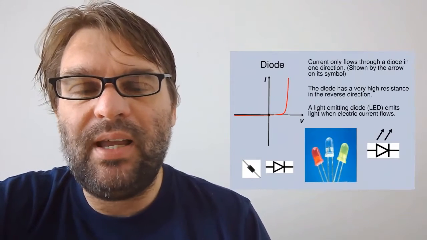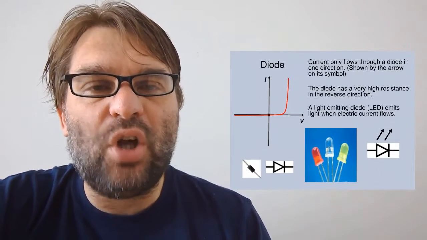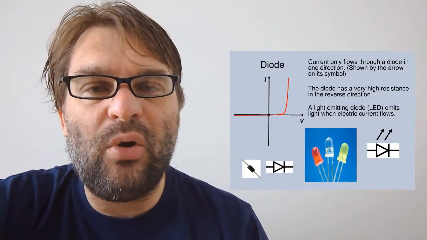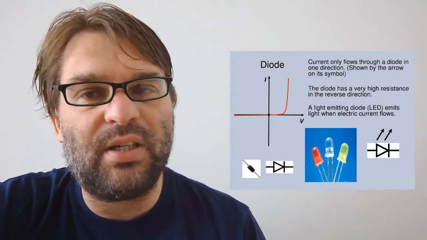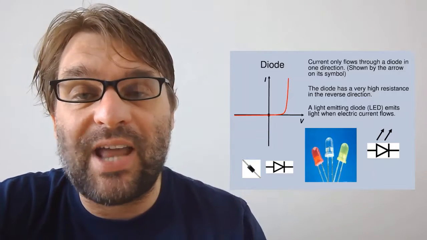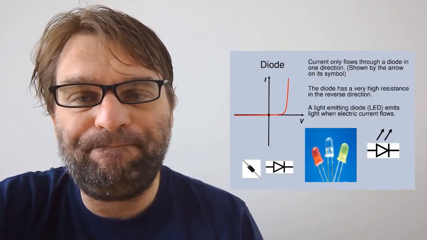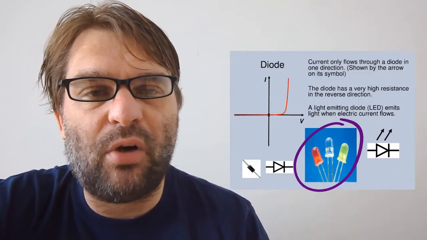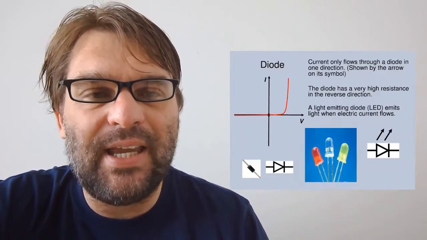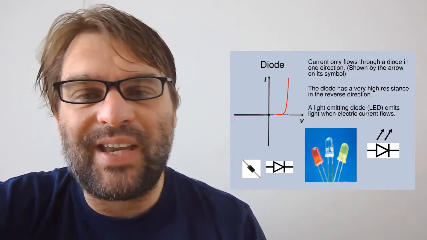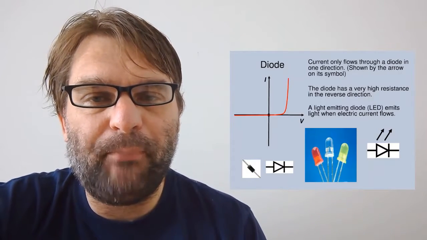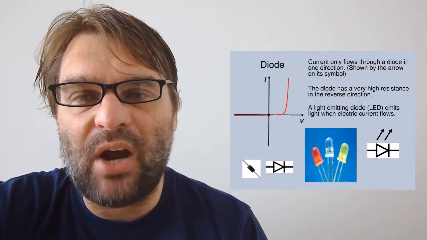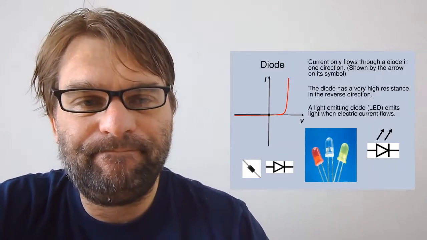Another example is a diode. In a diode, current only flows in one direction, given by the direction of the arrow, because in the opposite direction the resistance is too high for current to flow. These pictures are examples of light-emitting diodes, or LEDs, and they release light when the current flows through them. So if your LED is lit, it means that current is going through the circuit.